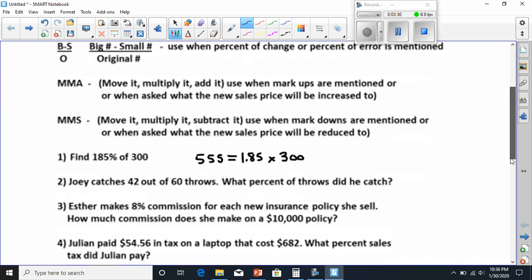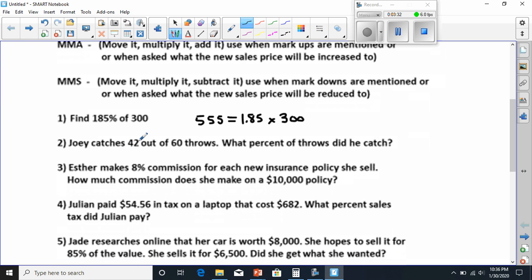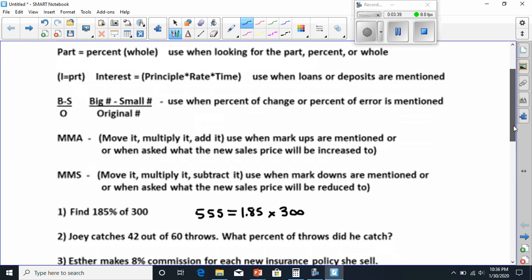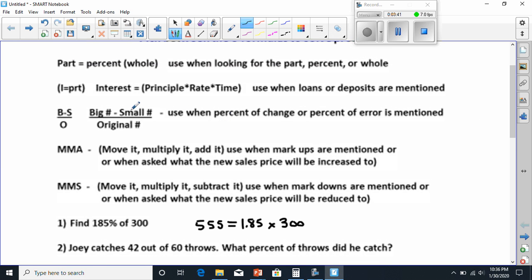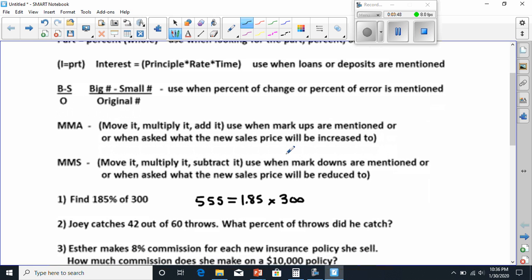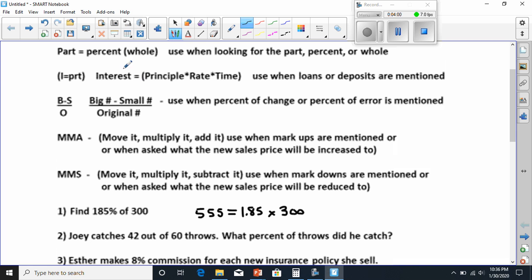Next, number 2 says Joey catches 42 out of 60 throws. What percent of throws did he catch? Well, it gave us 2 numbers. Automatically, some might think we're going to go to big number minus small number, but we only use this when we're looking for a percent of change or a percent of error. We're not doing that here. We're looking for what percent of throws did he catch. Well, it mentions that he catches 42 throws. So we don't need to find the percent of error. We already have the information. We've got the part of the whole right here.